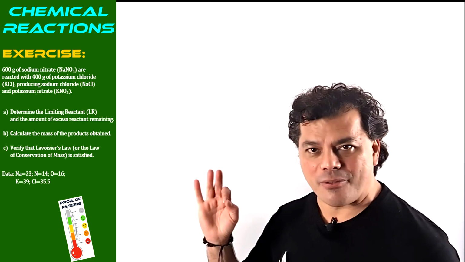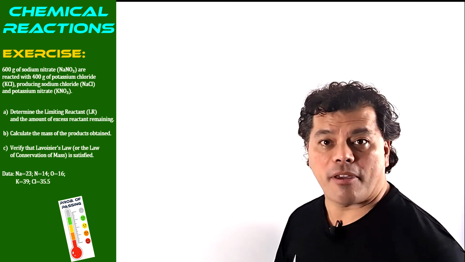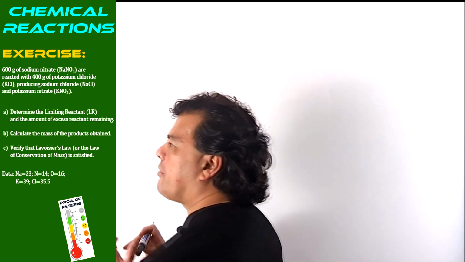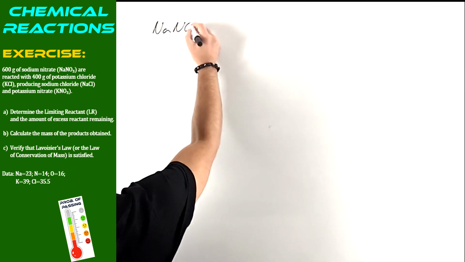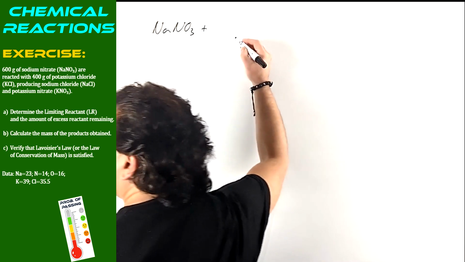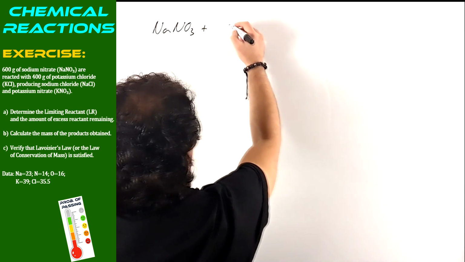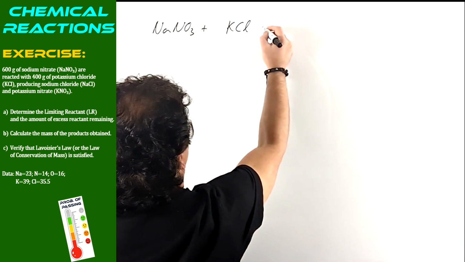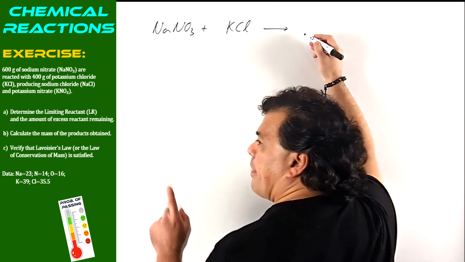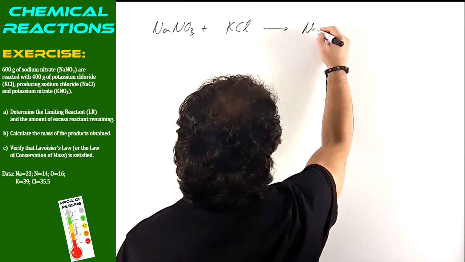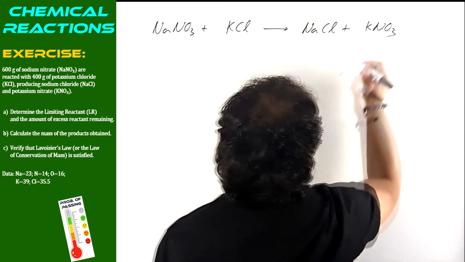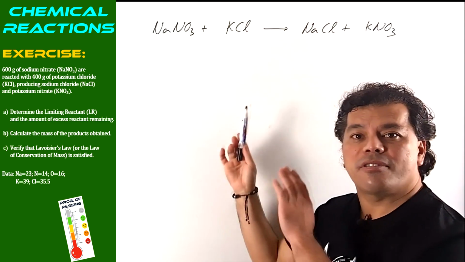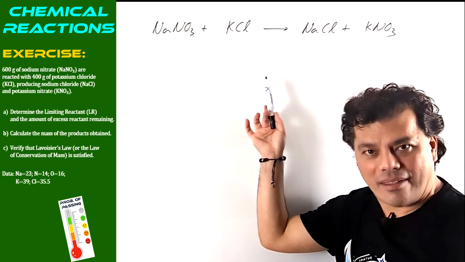So the first thing we're going to do is to write the chemical equation. Let's do it. Sodium nitrate is reacting with potassium chloride, in order to obtain sodium chloride and potassium nitrate. Okay? And of course, the first thing we're going to do is to balance it.